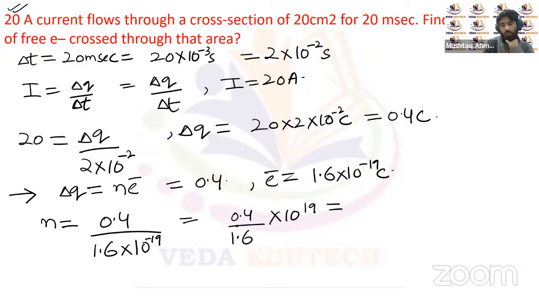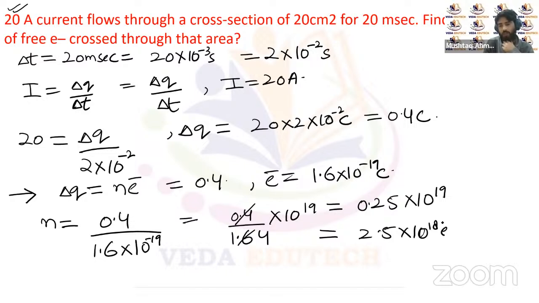That will be 1 upon 4, that's 0.25, into 10 to the power 19, or we can write it as 2.5 into 10 to the power 18 electrons. So this number of electrons will be flowing through this conductor in the time of 20 milliseconds if the current flowing through the conductor is 20 amperes. So these are the number of electrons flown through the conductor.